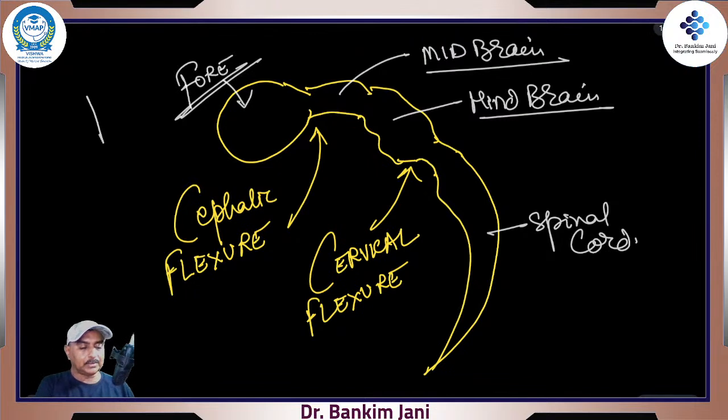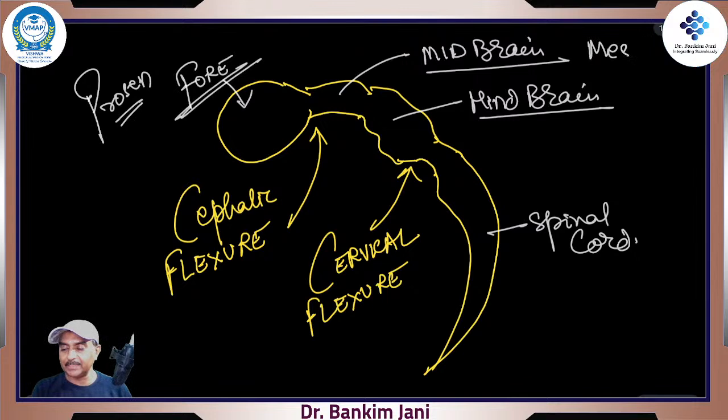Now, forebrain is also called the prosencephalon. This is called the mesencephalon, right? And this hindbrain is called the rhombencephalon.